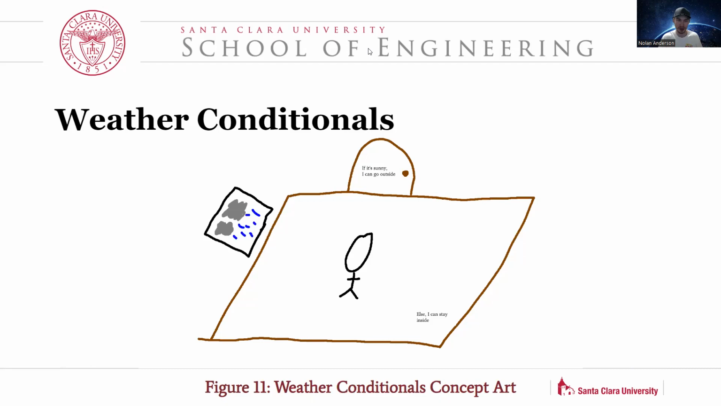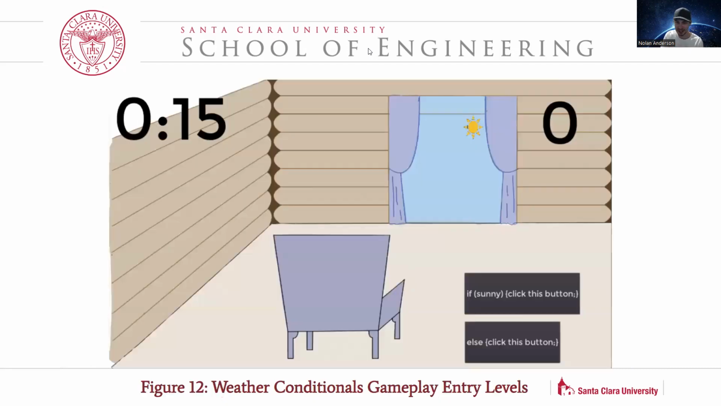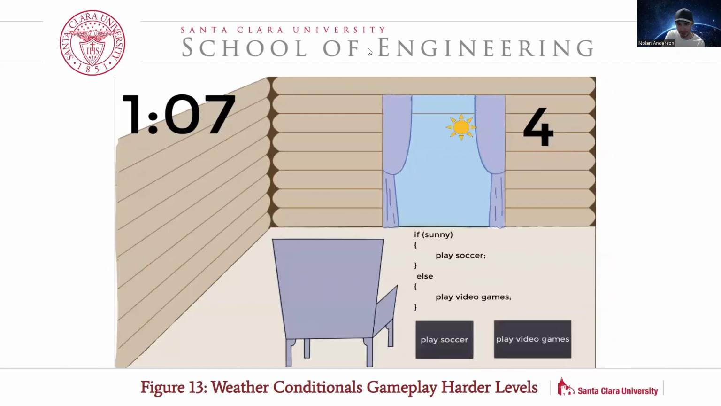Now we have Weather Conditionals, our second game, which is some sort of conditional game. Basically, you look out the window, you see some sort of weather phenomenon, and you make some choice accordingly. In this case, what this game actually looks like, my friend drew the background here. But basically, if we see a sun outside the window, we make some choice with these two buttons. So if it's sunny, we click that button. If it isn't, then we click the other button. And we have this little if statement bracketed out for us too.